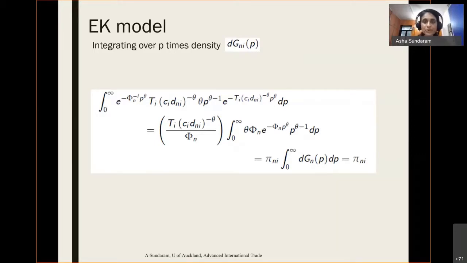Okay? So this is a very, very powerful statement. Those of you who know gravity models will recognize that there is a name for this. Does anyone know the gravity model? Does anyone know what that phi_n is?